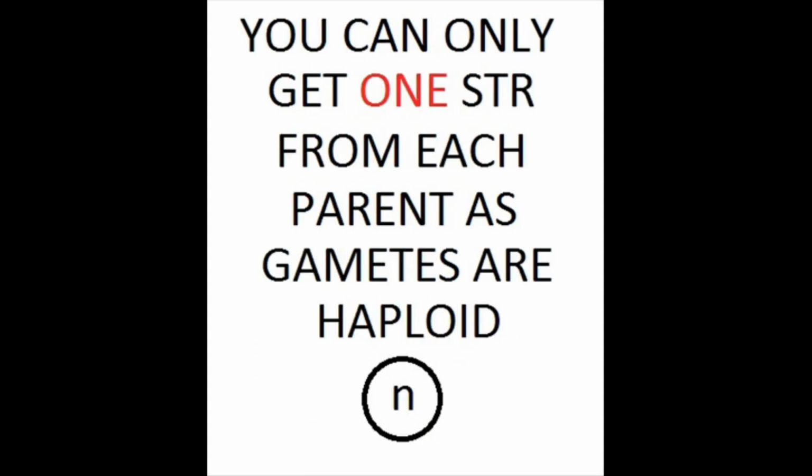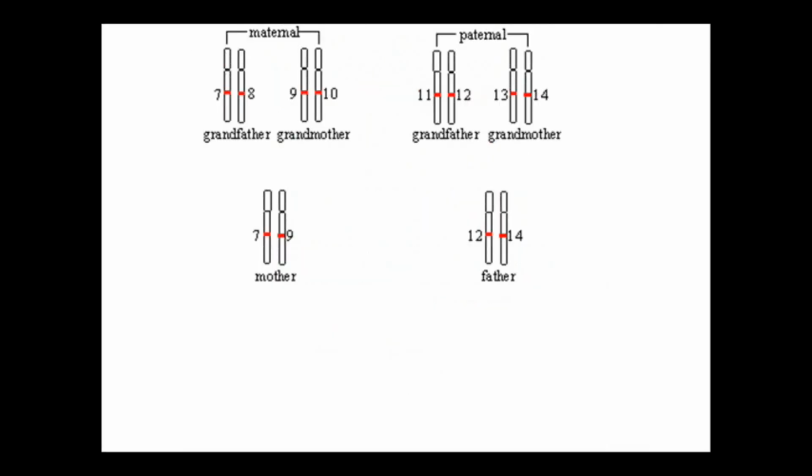A person only inherits one STR from the region from each parent, as the gamete is haploid. Your mother has 2 copies of the D7S820, one from her mother and one from her father. The same with your father. Now let's look at an example.